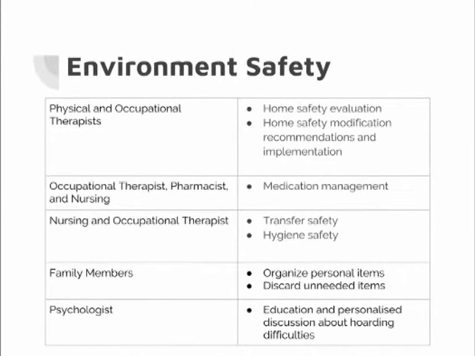Whether she's at home or in a facility, we want to really increase her environmental safety. We're going to do that by PT and OT evaluating and modifying any risks. And OT, pharmacy, and nursing are really going to work on her medication management. In her own environment, it's very, very hard to manage your medicine, and extensive medicines in this case. So we really want to integrate an electronic pill bottle or something of the sort. Nursing and OT really want to work on transfer safety as well as hygiene safety.